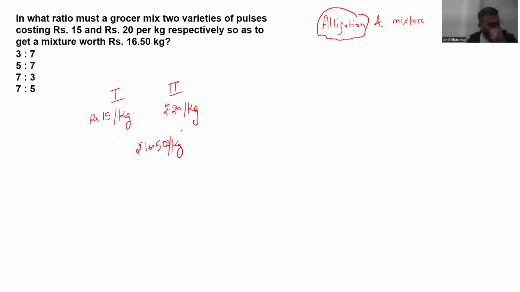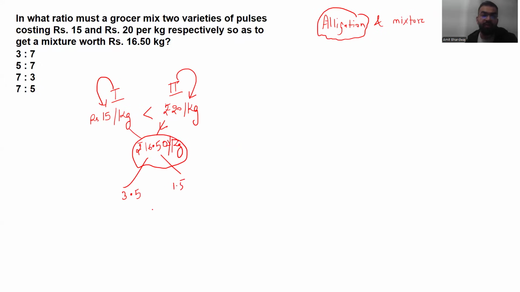So what is the point? The point is if we have knowledge of the first, the second, and the information of the combined, we can apply the alligation. Okay. And you will simply say 20 is bigger than 15. So 20 minus 16.50 will be 3.5, and 16.5 minus 15 is 1.5. So this is 3.5 and 1.5.